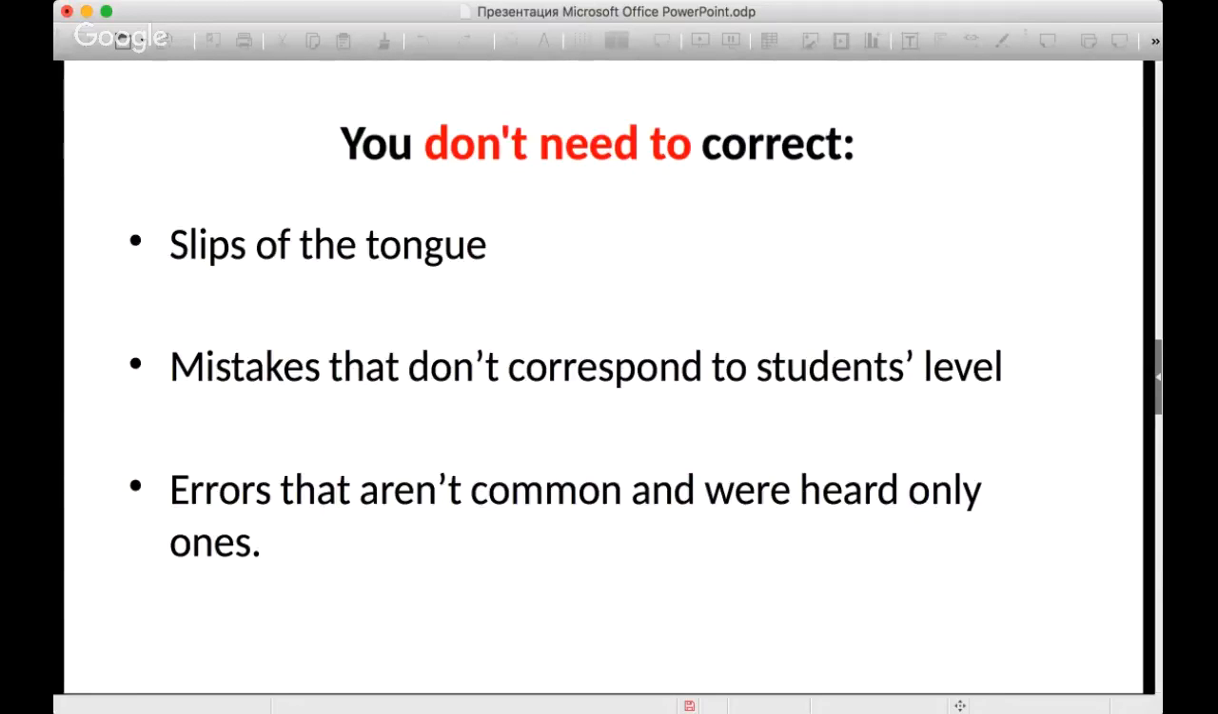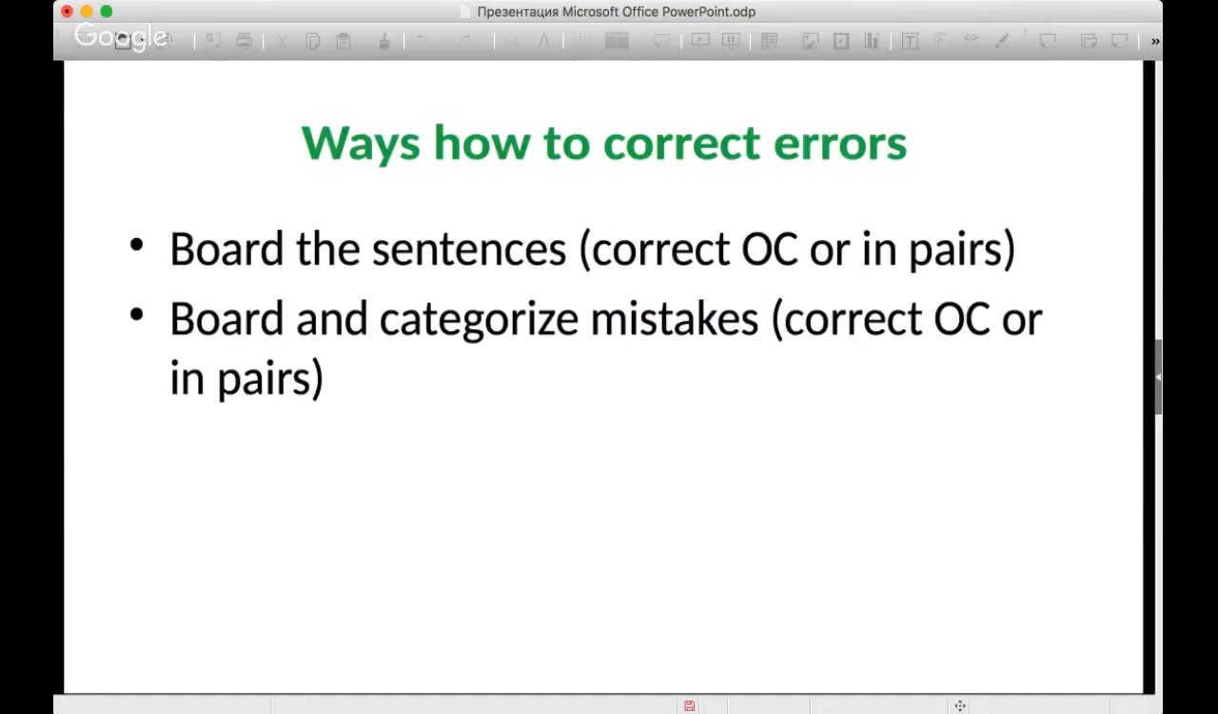So when you know what to correct, and when you have all the mistakes of your students, you need to choose the interesting way, or the suitable way, to correct these mistakes. And now I will suggest some ways that I usually use in my lessons and that some other teachers use in their lessons. So let's start with the simplest ones.